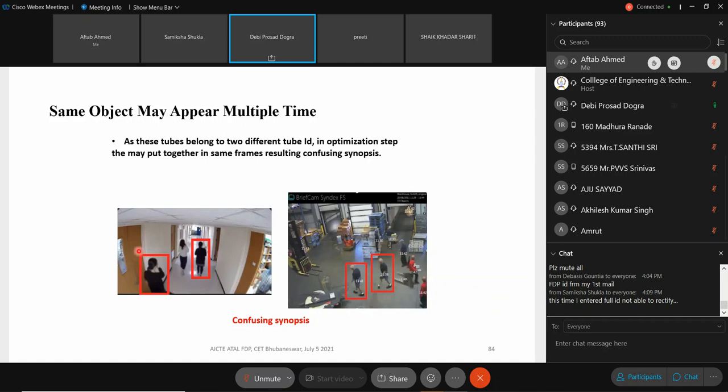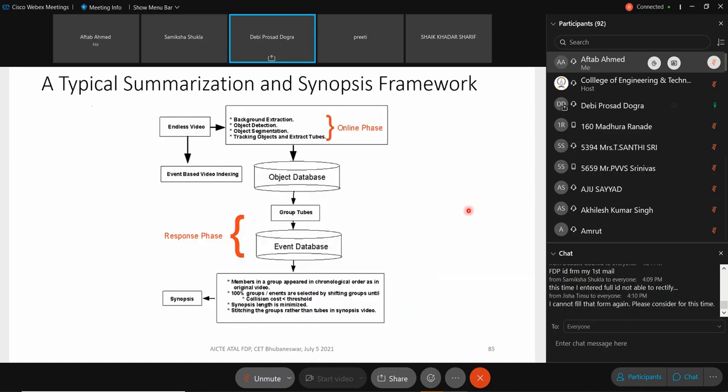You can see that this particular lady is appearing 2 times in the same frame, which is not physically or practically possible. Similarly, the same person is appearing 2 times in the same frame. When they stitched these tubes, as they call them, the tubes belong to 2 different tube IDs in the optimization step, so they may be put together in the same frame, resulting in a confusing synopsis. That's why this is a confusing synopsis.